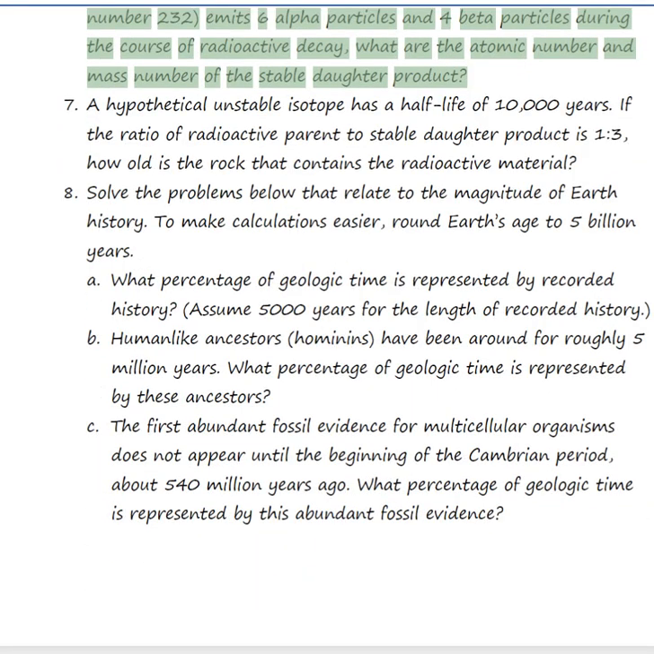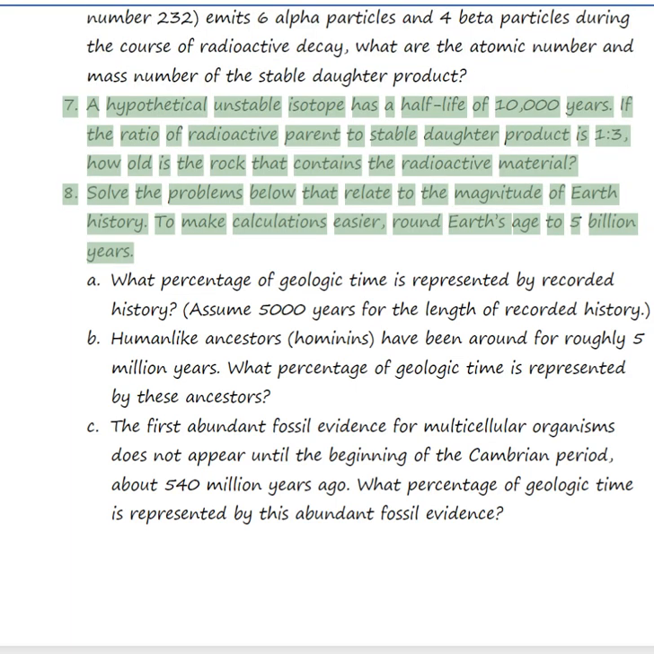6. If an unstable isotope of thorium emits 6 alpha particles and 4 beta particles during the course of radioactive decay, what are the atomic number and mass number of the stable daughter product? 7. A hypothetical unstable isotope has a half-life of 10,000 years. If the ratio of radioactive parent to stable daughter product is 1 to 3, how old is the rock that contains the radioactive material?